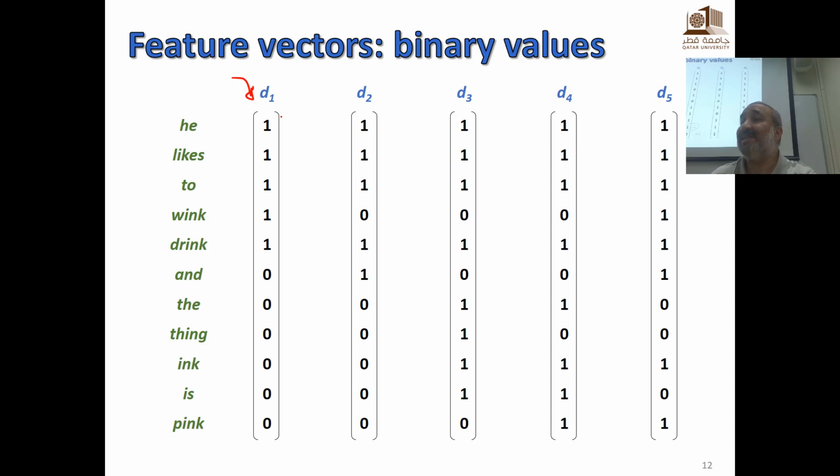Yes, we will assume here that the feature values are binary, so it's either 0 or 1. If the word appeared whether once or many times in the document, the value will be 1. If it didn't appear at all, the value will be 0. You will see that the word he, for example, appeared in all documents. That's why it's 1 all over. Likes is the same, and 2 the same, but wink, for example, didn't appear in D2, D3, and D4. It appeared in 1 and 5 only, and so on.